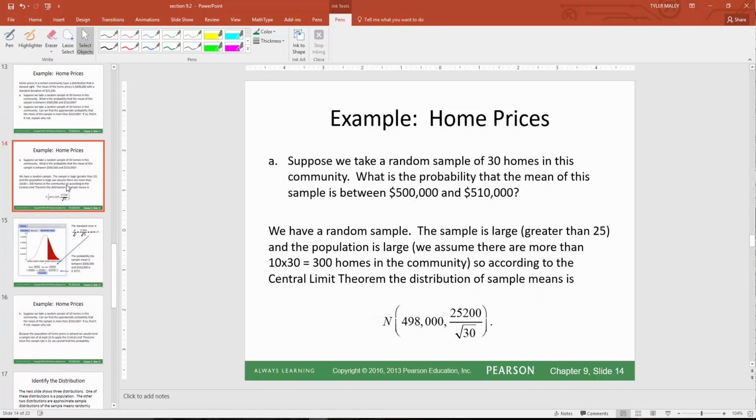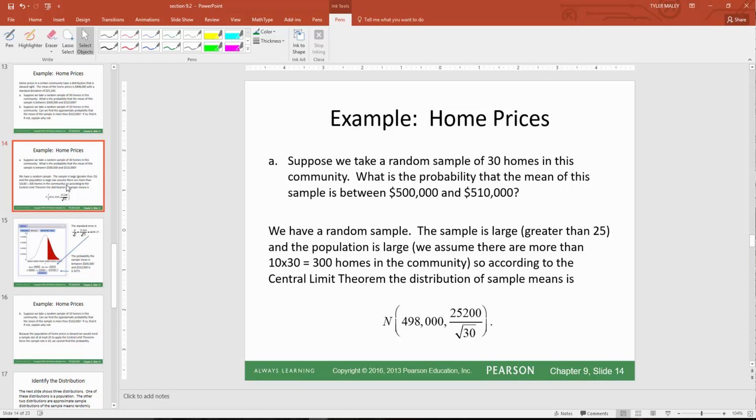So part A, we're checking our conditions. We do have a random sample. We were told that our population is not normal, but we do have a sample size greater than 25, 30 homes, so we're okay. And then we can safely assume that there's at least 300 homes in the community, 10 times our sample size. So we can apply the central limit theorem.